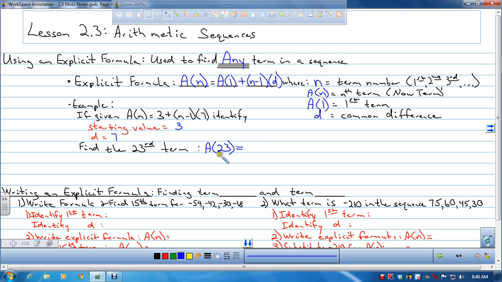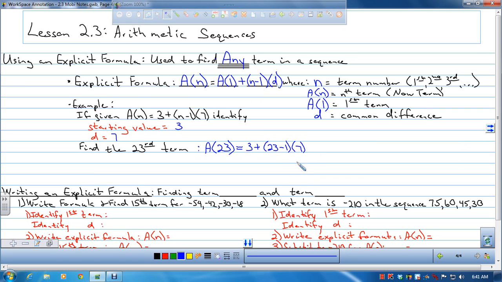Well, if n is 23, what was my first term? What goes here? My first term is 3 plus, and then n minus 1. I know n now, right? So I can fill that in. 23 minus 1. And then I know d, which is 7.